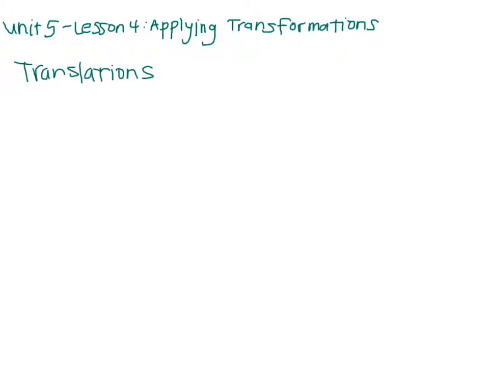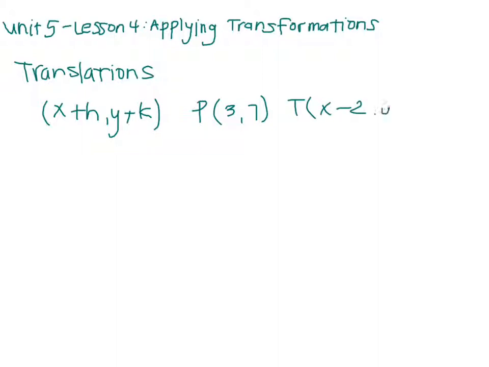We learned that translations can be written as x plus h and then y plus k. H tells us the horizontal shift and k shows us the vertical shift. So that's the notation for translations, and maybe we were told that we are going to take point P at 3, 7, and we were going to translate it using translation t at x minus 2, y plus 4.